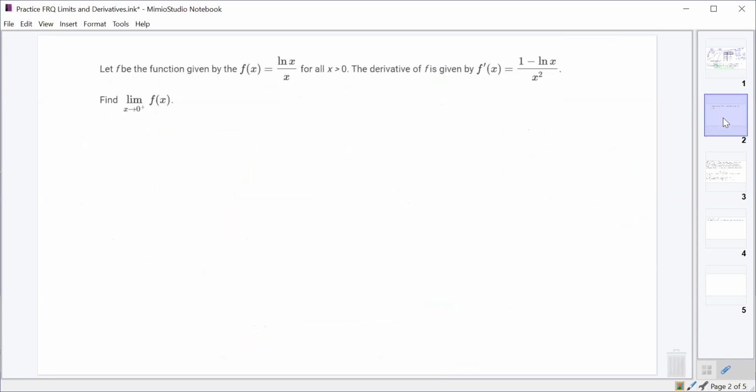All right. Problem 2 here. We're going to look at a limit. And so we're given a function. We're also given the derivative of that function. And we're asked to find the limit as x approaches 0 from the right of that function f of x. So why don't you guys take a minute and see if you can come up with what that limit should be.